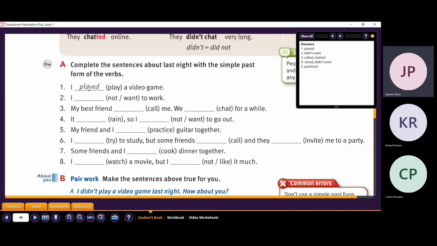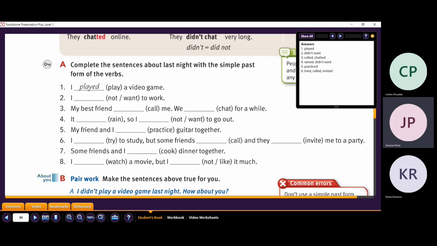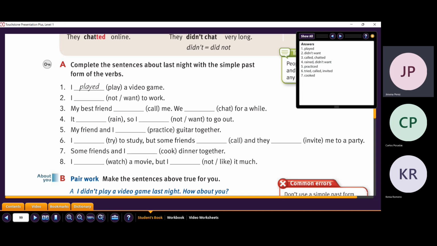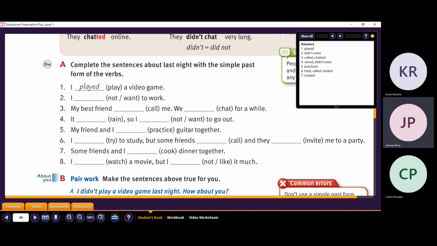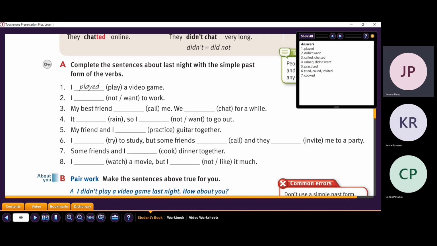I tried to study, but they invited me. Invited. Number 7, Carlos. Some friends and I cooked dinner together. Exactly. Cooked. And number 8, Kenya. I watched a movie, but I didn't like it much. Okay, really easy, right?